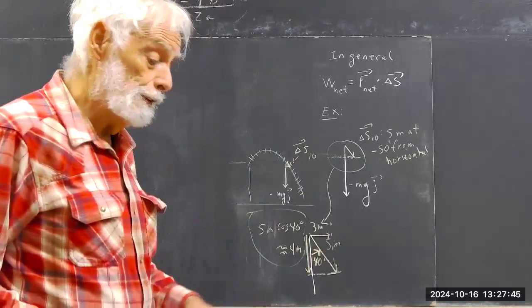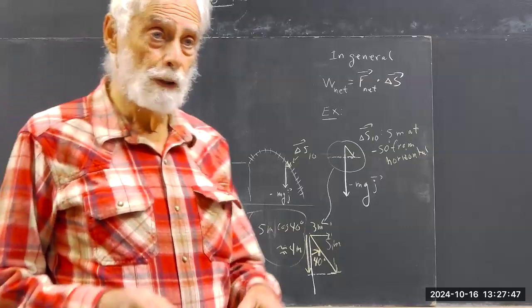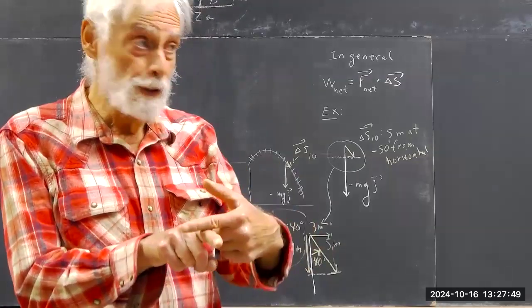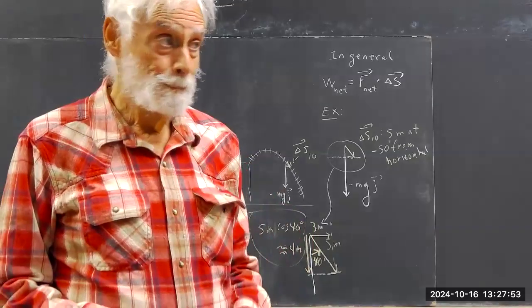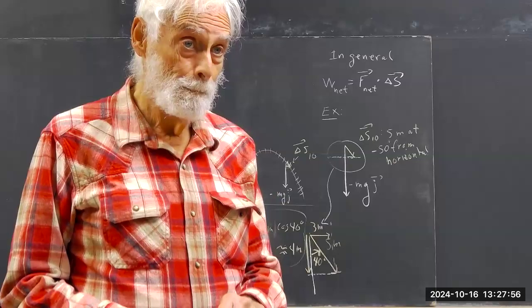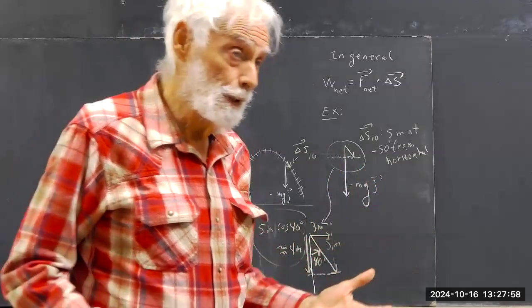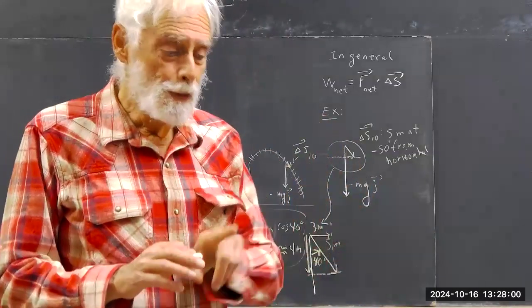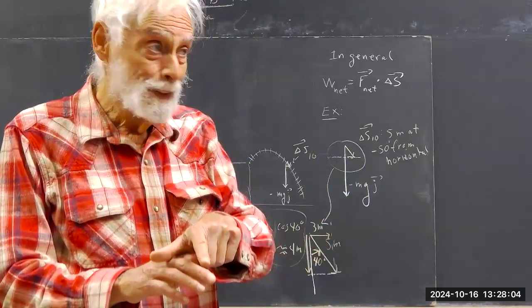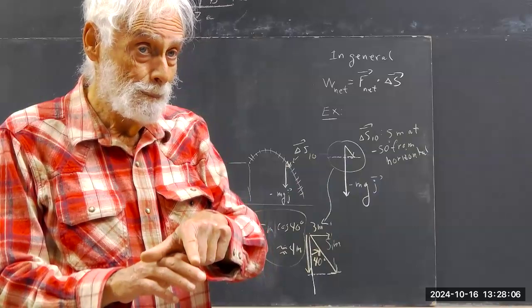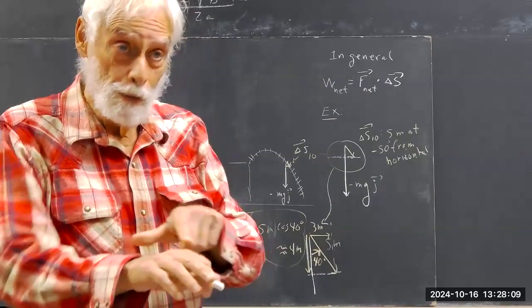And the dot product just says, take the component of one of the two vectors in the direction of the other one, and multiply that component by that vector. That's the same thing as saying take the magnitude of this vector times the cosine of theta, which is the component here, and multiply it by the magnitude of that vector.